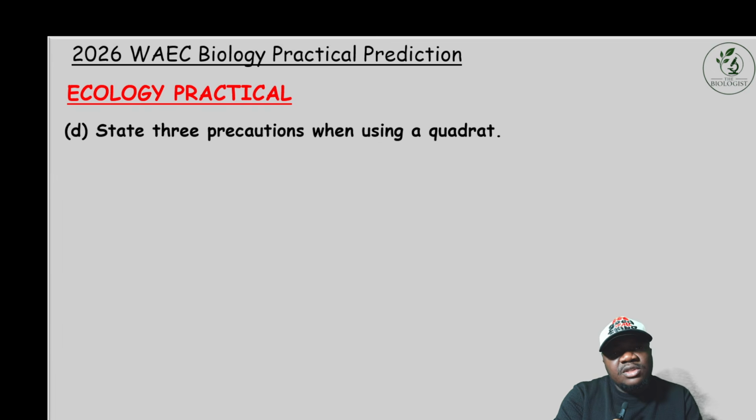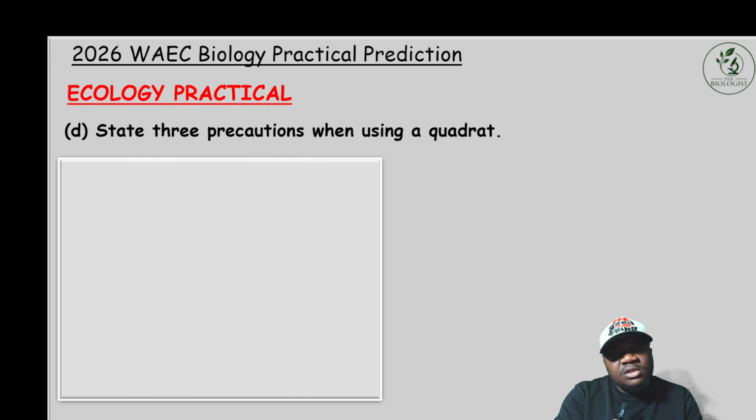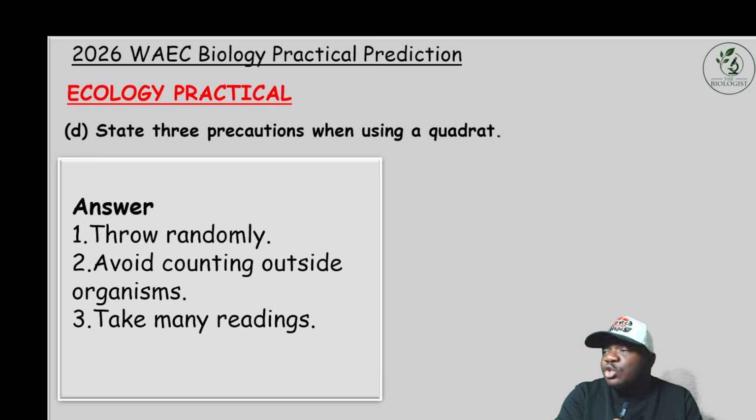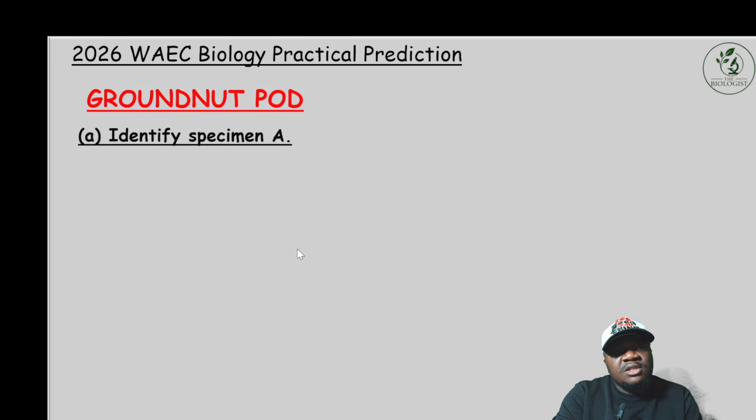Okay, so the next one, state three precautions when using the quadrant. Number one, throw randomly. The first one, avoid counting outside organisms. So count within the box and take many readings to get accurate readings.